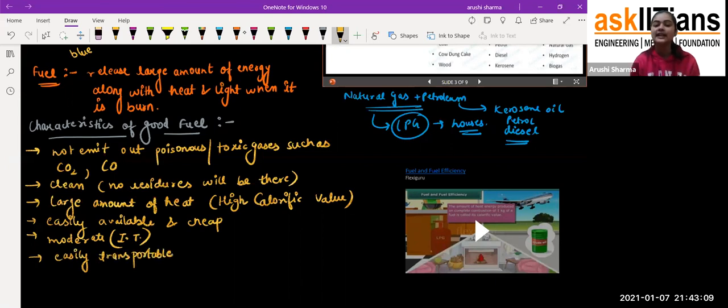Fine, students. So these are the characteristics of a good fuel, and I hope you all agree with me that these can be the characteristics of a good fuel. And if you find any other point, you can also add it from your side. It's not that these are fixed, it's just what I feel. I have written here residues.